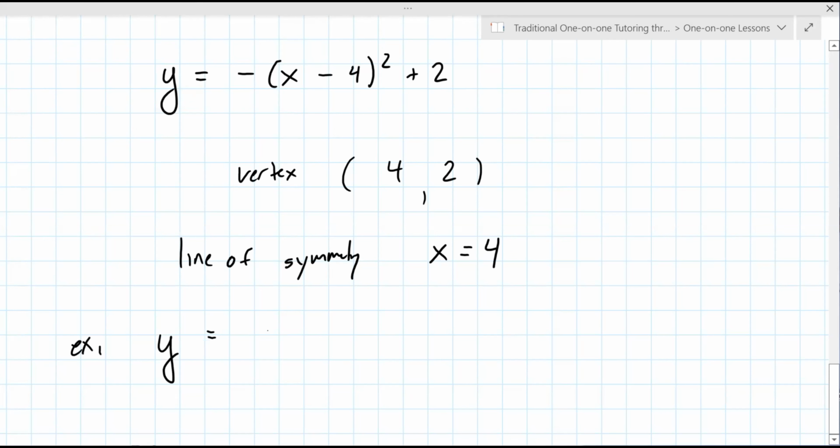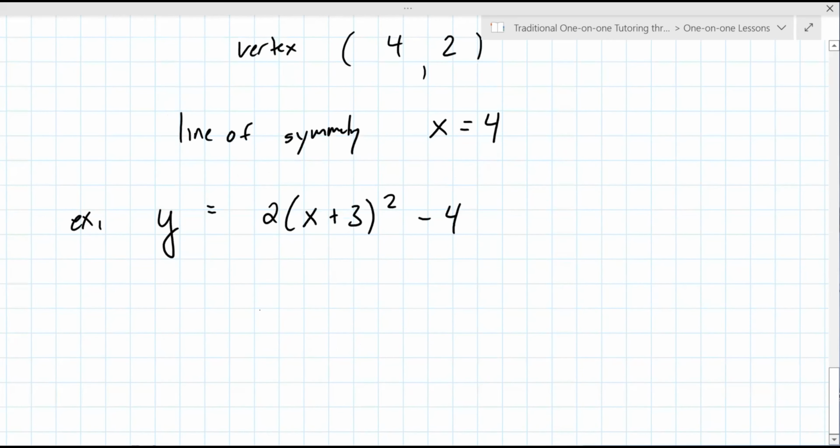Say y = 2(x + 3)² - 4. Could you tell me the vertex for this one? -3 and 4. Nope. -3 and -4, yeah. Yes, why is it -3? Because there's a plus sign right in front of it. Yeah, and it's attached to that.